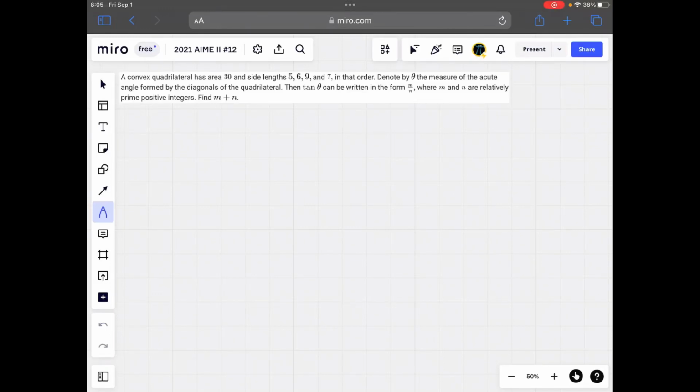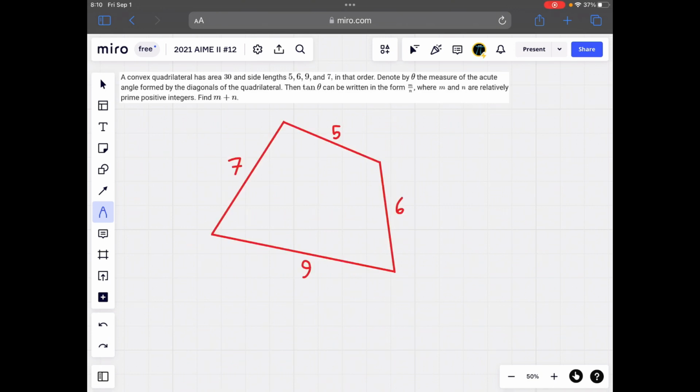A convex quadrilateral has area 30 and side lengths 5, 6, 9, and 7 in that order. Denote by theta the measure of the acute angle formed by the diagonals of that quadrilateral. Then tan theta can be written in the form m over n, where m and n are relatively prime positive integers. We have a convex quadrilateral here with area 30 and side lengths 5, 6, 9, and 7, and we want to know what the acute angle is that's formed by the diagonals of that quadrilateral.